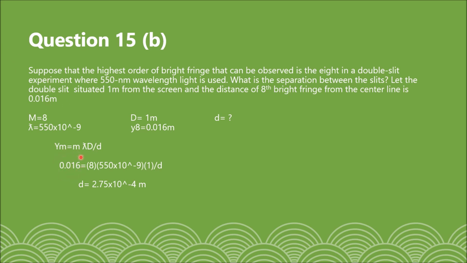The y_m given here is 0.016 meter and the m is 8. The lambda is 515 times 10 to the power of negative 9, and d is 1 over the d, the value that we want to search. So we get the answer d equal to 2.75 times 10 to the power of negative 4 meter.